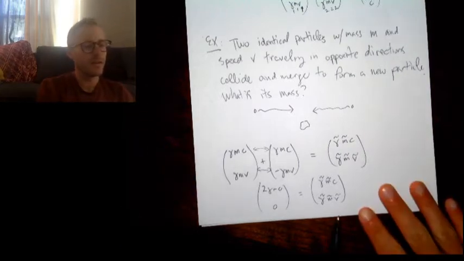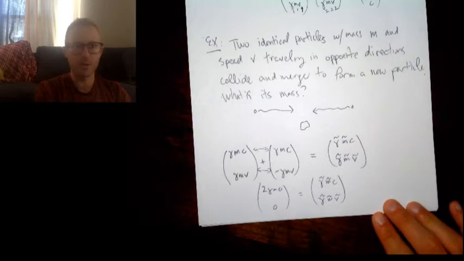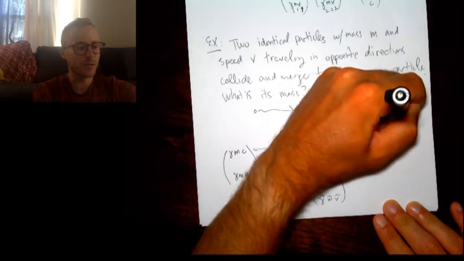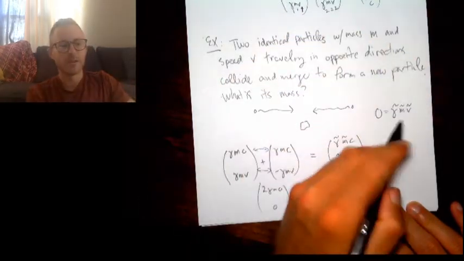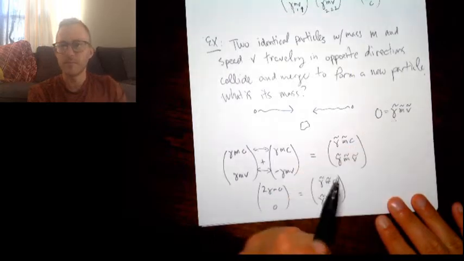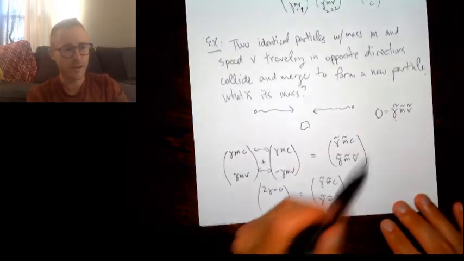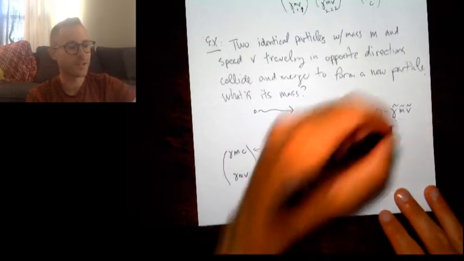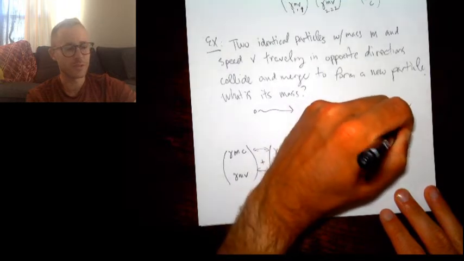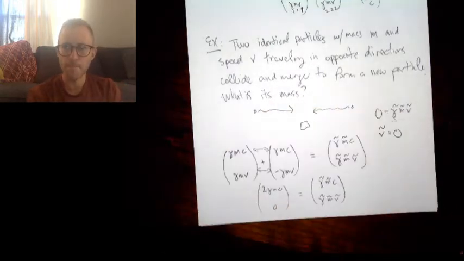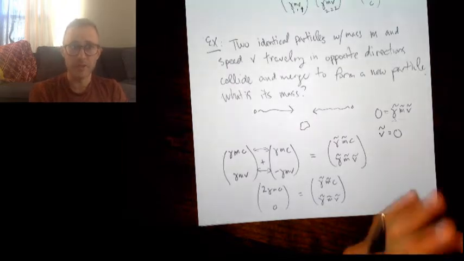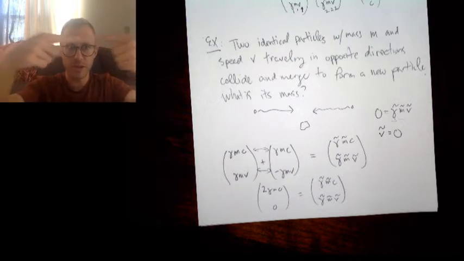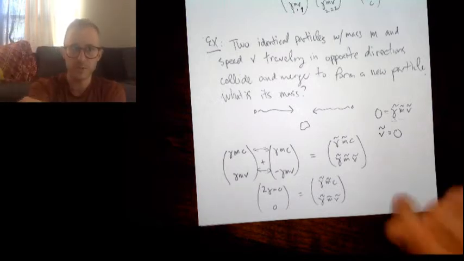So, in particular, the bottom row of this equation says that 0 equals gamma squiggle m squiggle v squiggle. Now, both gamma and m are not equal to 0. Gamma is always greater than 1. The mass of this particle isn't equal to 0. So what that says is that v squiggle equals 0. That would make sense: if you have two things that are identical and they're going in opposite directions and they collide, it's going to be at rest afterwards.